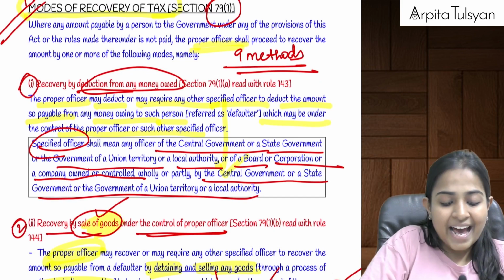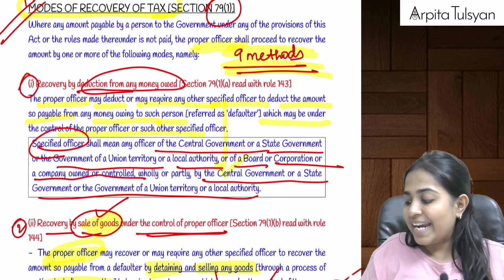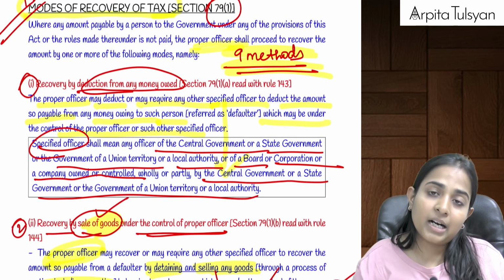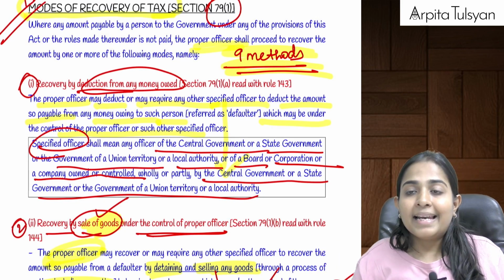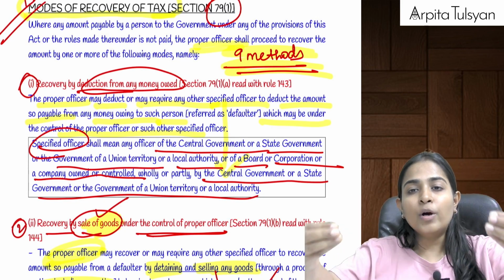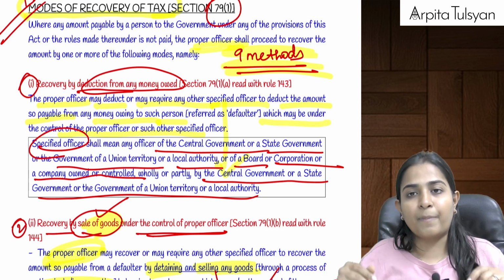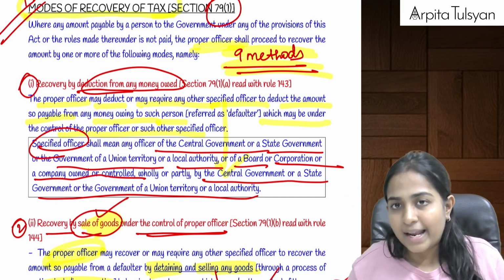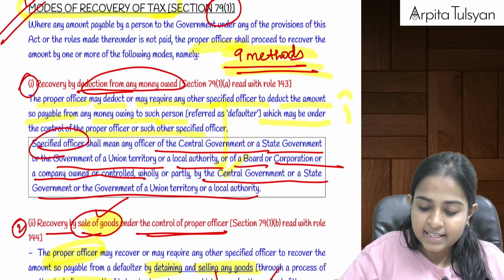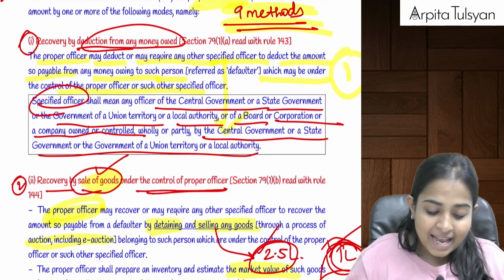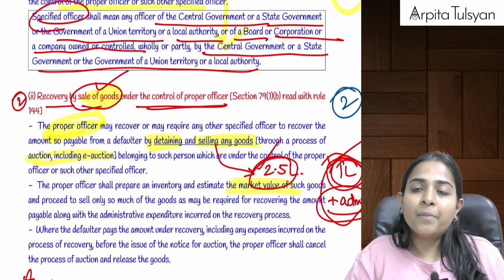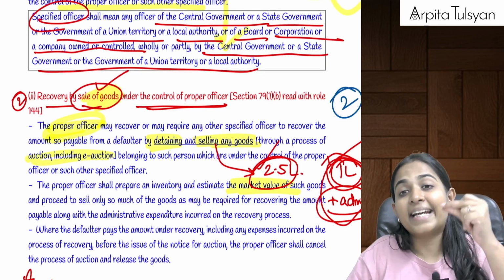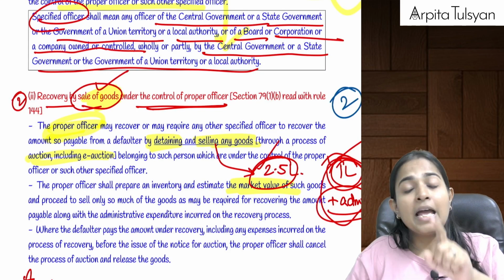Now there are 9 methods given for the purpose of recovery, how to recover the amount from the other person. First, if there is any refund due from the department to the taxpayer, then we will deduct the amount due from that refund and pay you the balance refund only. Normally this is used under income tax law also. Second method is the department can detain your goods and sell your goods, not property, not movable, immovable property.